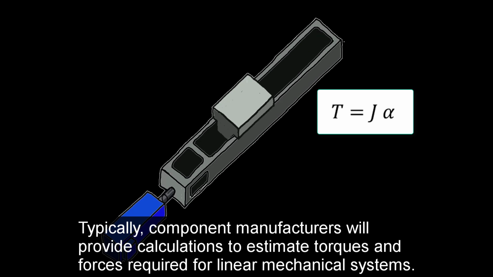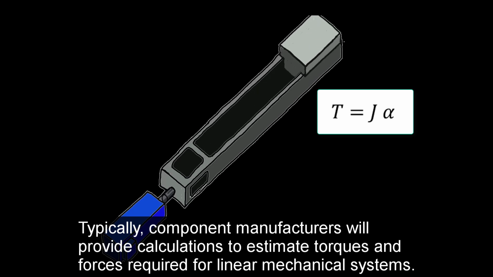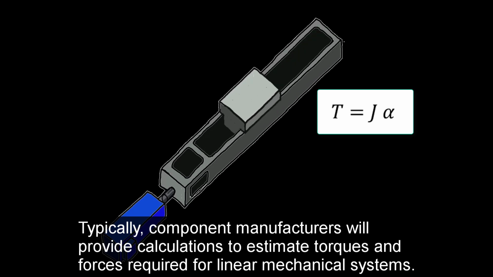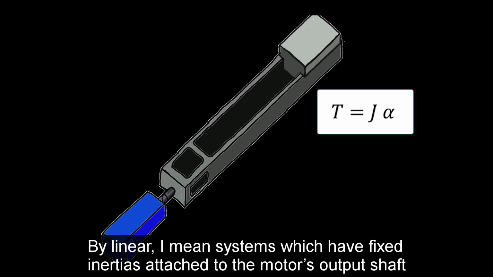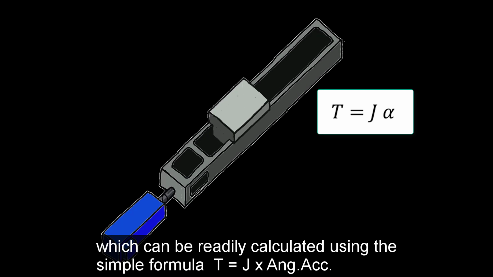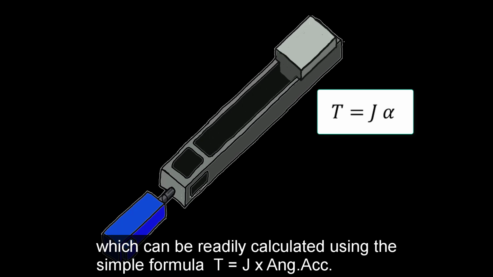Typically, servo manufacturers will provide calculations to estimate torques and forces required for linear mechanical systems. By linear, I mean systems which have fixed inertias attached to the motor's output shaft, which can be readily calculated using the simple formula T equals J alpha.